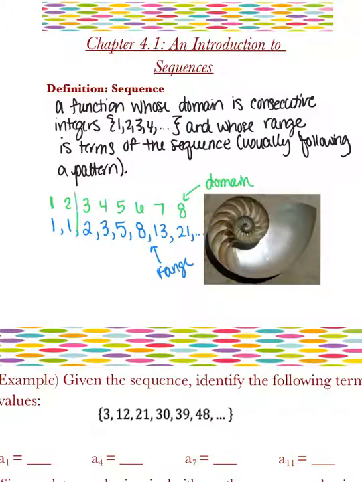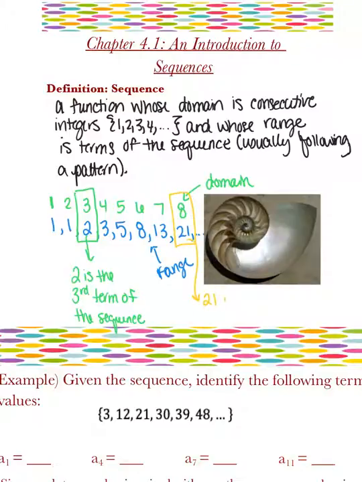So for instance, right here, 2 is the third term of the sequence. And I would say 21 is the eighth term of the sequence. So you see that the domain is just a list of the consecutive integers that tell me where a term is in the sequence, and the range is the actual term value.